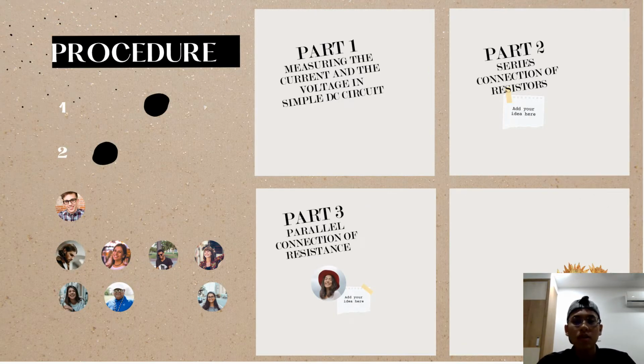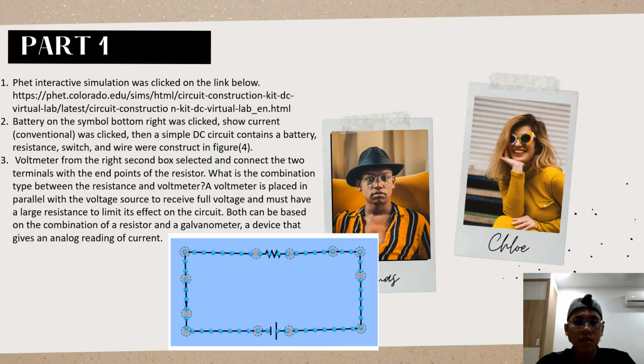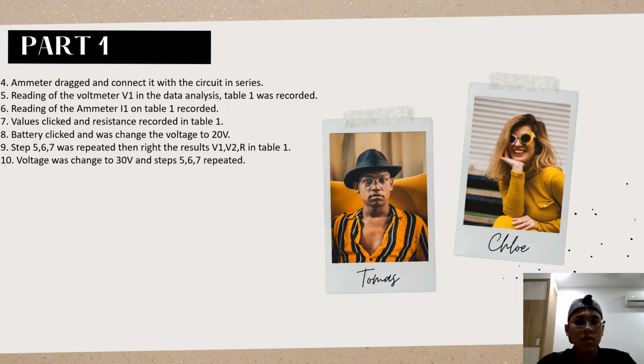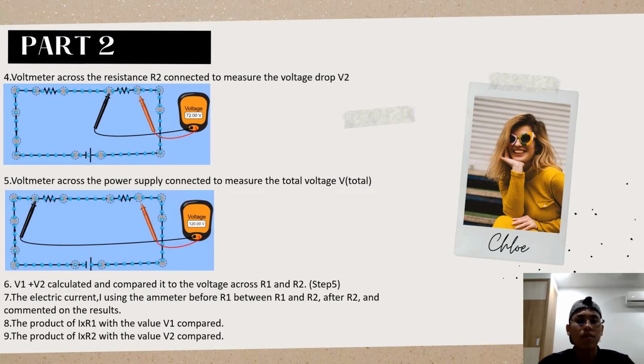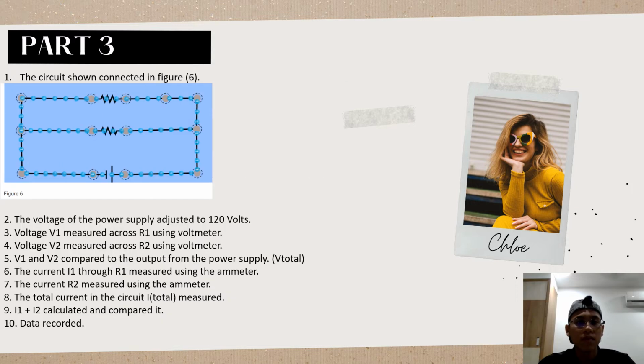So for procedure, it divides into 3 parts, which are first is measuring the current and the voltage in simple DC circuit. And the second is series connection of resistors. And lastly, for parallel connection of resistance. And here is the procedure for part 1. Continuation for procedure for part 1. Procedure for part 2. Continuation for procedure part 2. And lastly, procedure for part 3.